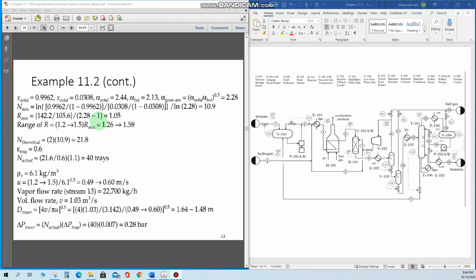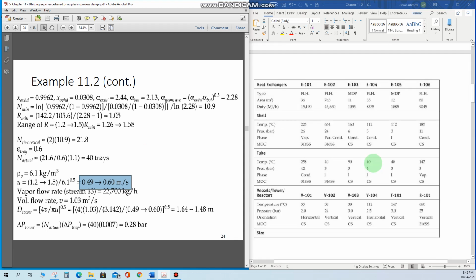The value for the reflux ratio, we have calculated this one. Similarly, we have calculated the number of trays. Similarly, we have calculated the diameter of the column, and also we have calculated the range of the velocity. Now we have to compare these values with the actual table that we get from this flow sheet. So we have to compare the results with this table here.